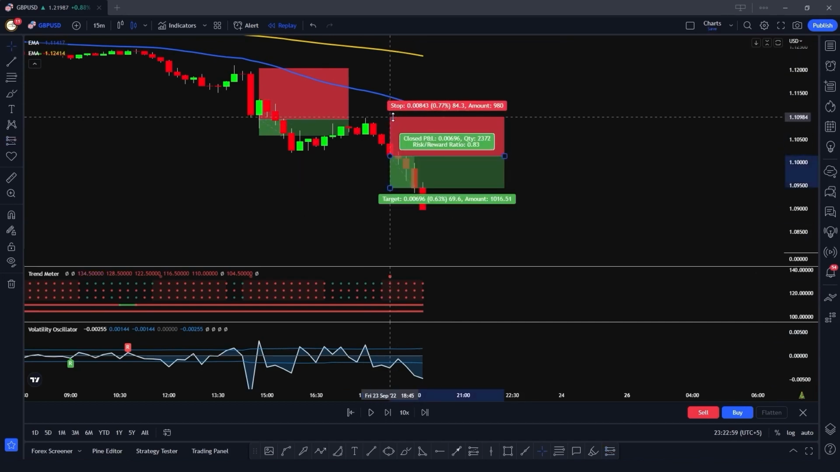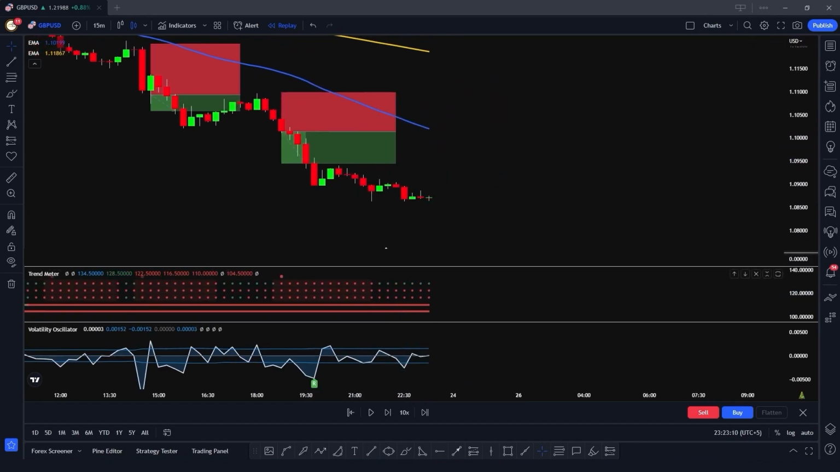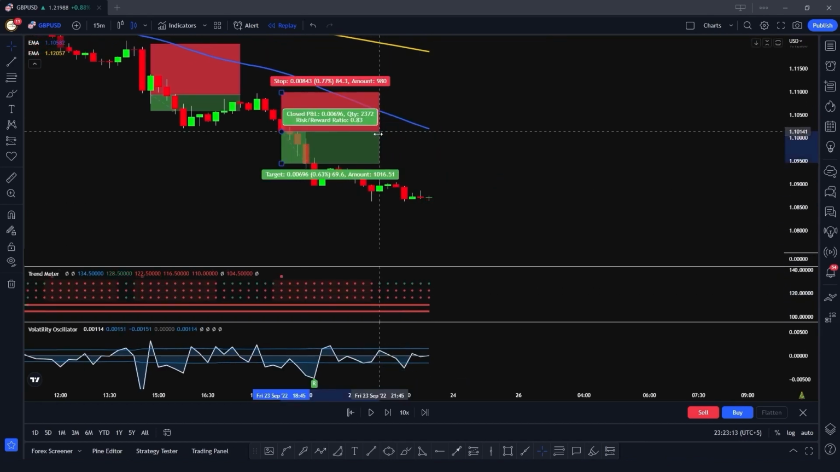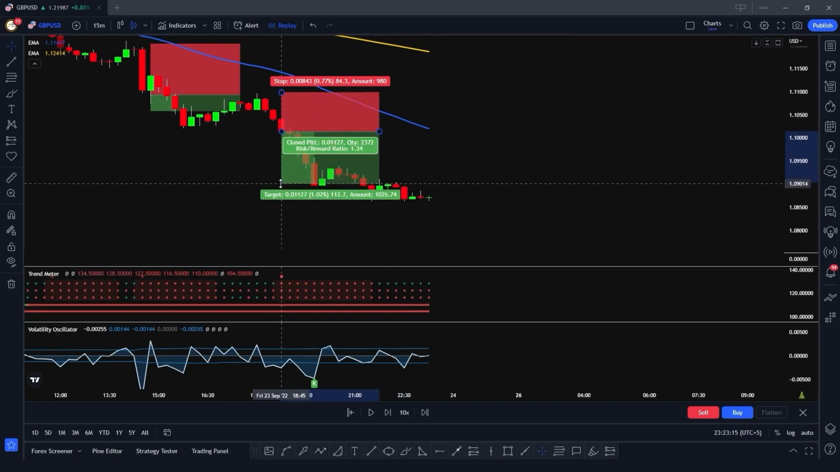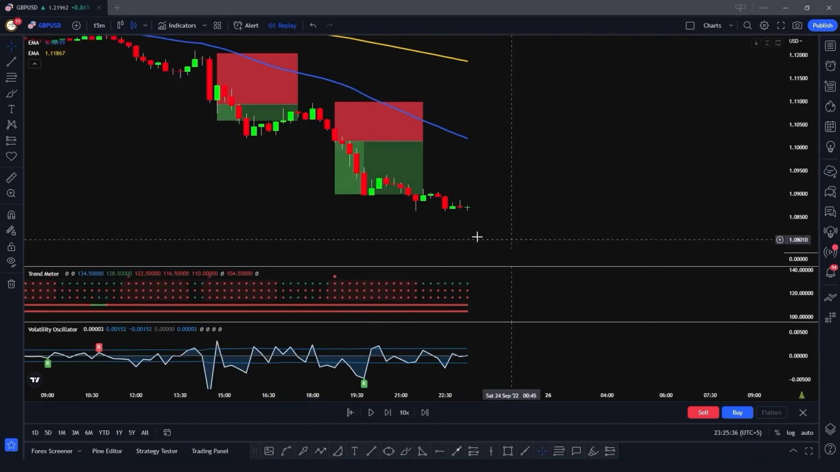Now in order to again take profit or exit the market, we'll wait for the formation of a green dot in the trend meter. Now as you can see here, the green dot formed here, so we'll move our trading here, and our entry will be closed here. Now as you can see here, within this trade, we were able to take 1.36 risk to reward ratio, which is very good. Now in order to backtest this strategy, I'm going to be fast forwarding this video, so make sure to stick around.